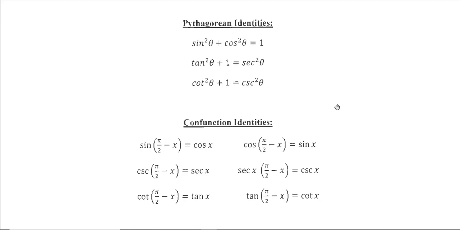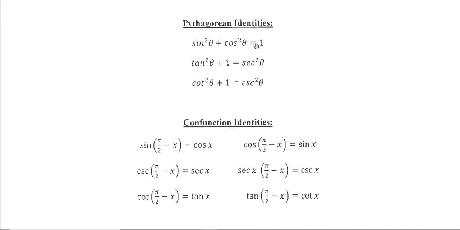So x squared, replacing x with cosine, would give you cosine squared, plus y squared, replacing y with sine, would give you sine squared, equals 1. So that's where cosine squared plus sine squared equals 1 comes from. And the other Pythagorean identities actually come from the sine squared plus cosine squared equals 1.